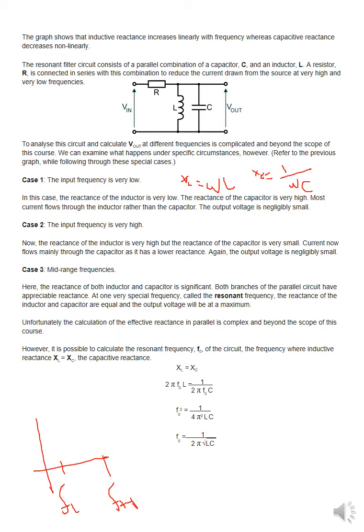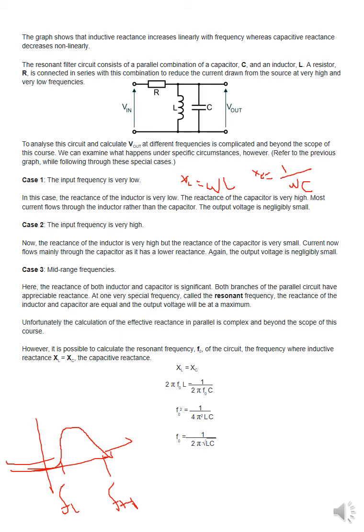So if you see, this is my F. L means low frequency, and then I have a high frequency. For this range and this range, meaning the values below and above, we have negligibly small output voltage. They try to keep the voltage low, so the graph will be something like this.